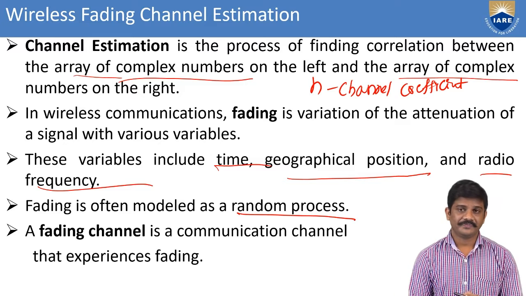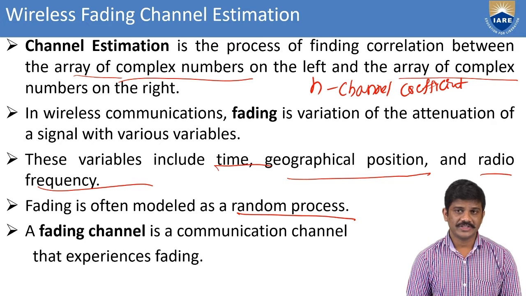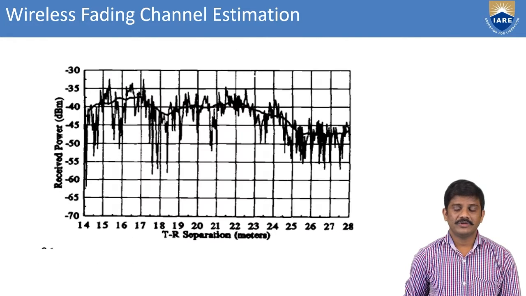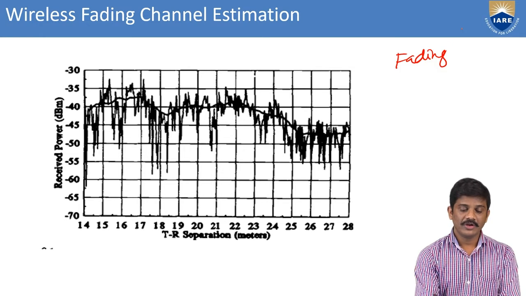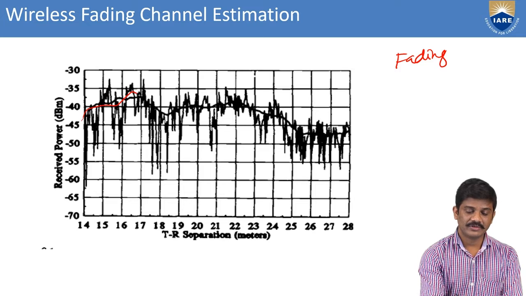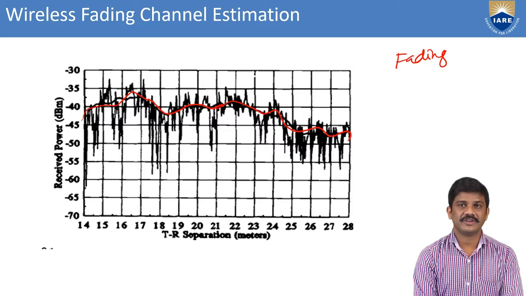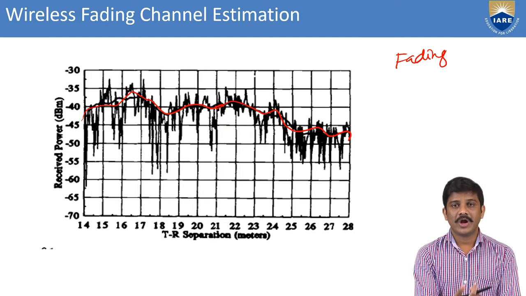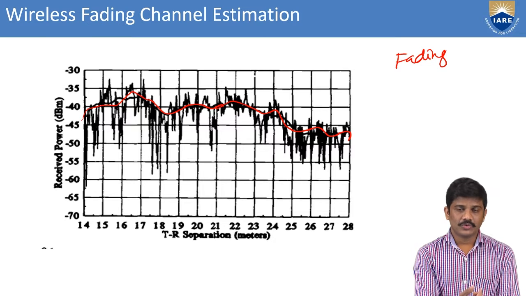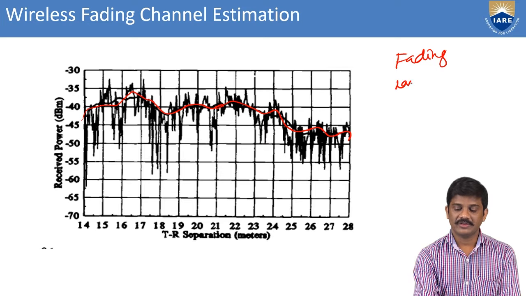In fading, we take random process signals, and a fading channel is a communication channel that experiences fading. Here you can see the large scale fading. The time interval between two amplitudes is long, meaning a long distance. That is large scale.